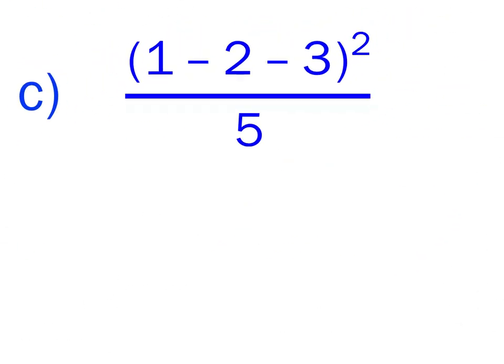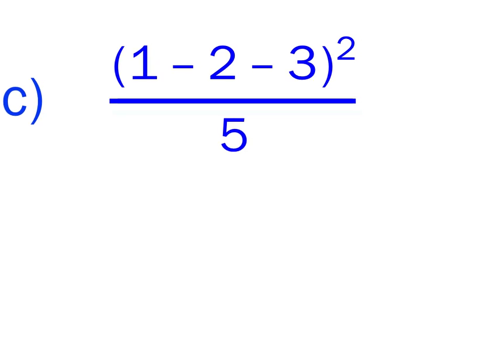Next question. Here we go. 1 minus 2 minus 3 in brackets, squared, all divided by 5. What comes first? Brackets. Now, if we're adding or subtracting a bunch of numbers, can we do that all at once? Sure. So we can do this all at once. What is 1 minus 2 minus 3? Change one thing. We're going to make this bottom a 2. Okay, we're going to make that bottom a 2. So 1 minus 2 minus 3 is -4.